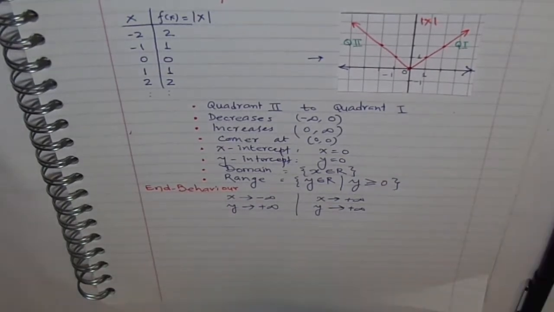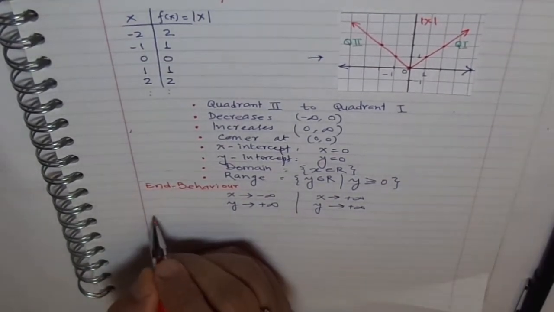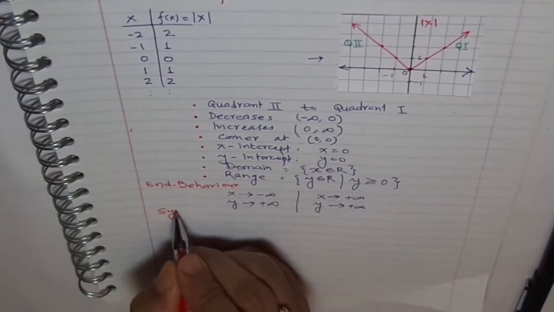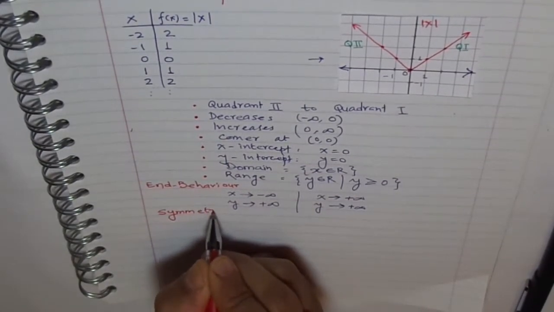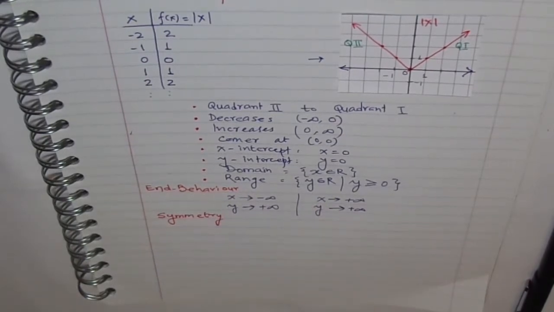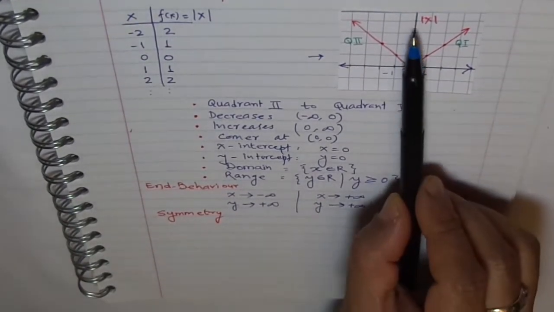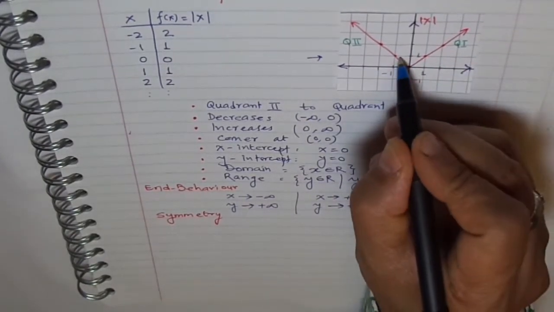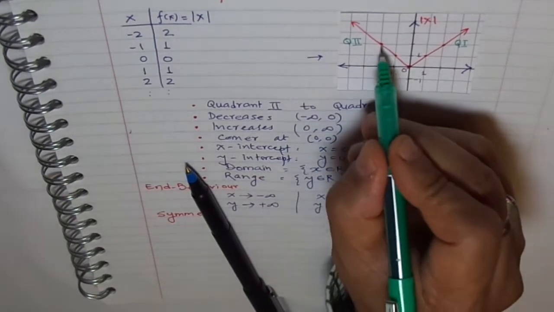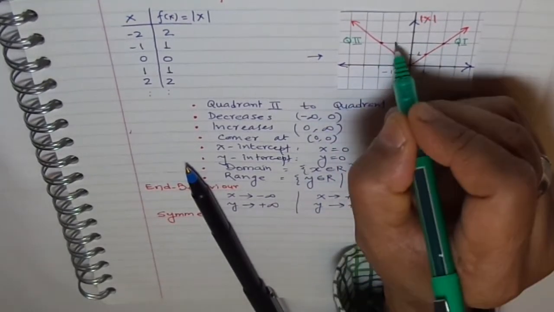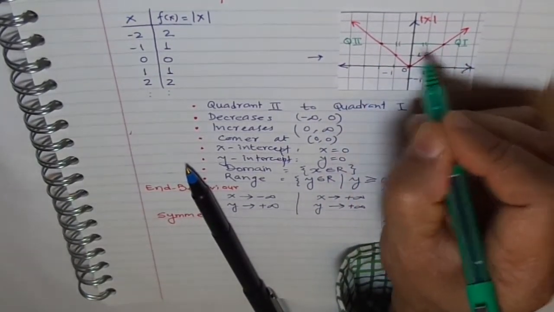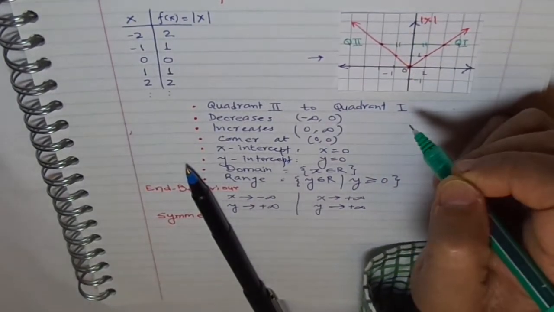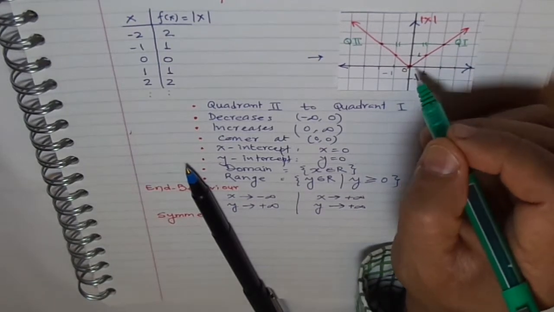Another important property which I'd like to focus on is symmetry. What kind of symmetry do you see in this graph? Can you tell me? You can see it's symmetric about the y-axis, isn't it? All the points, if I draw a line here, then this distance is the same. It's like a mirror image with the y-axis as the mirror. Do you see that? It's called even symmetry.